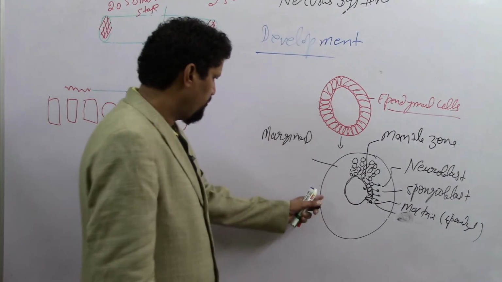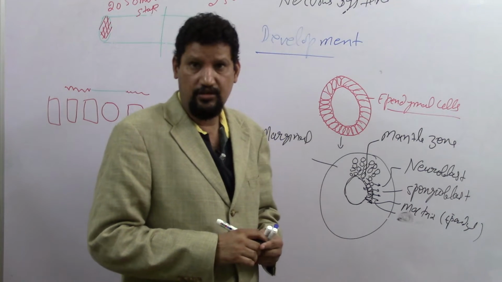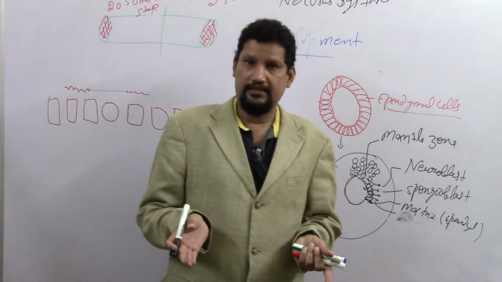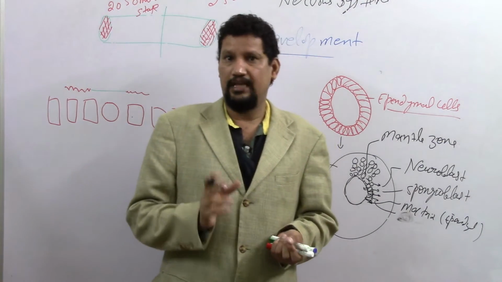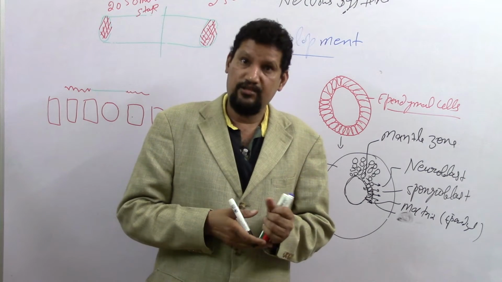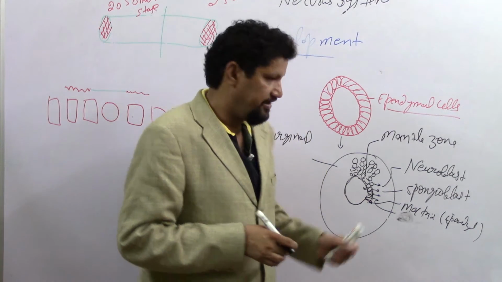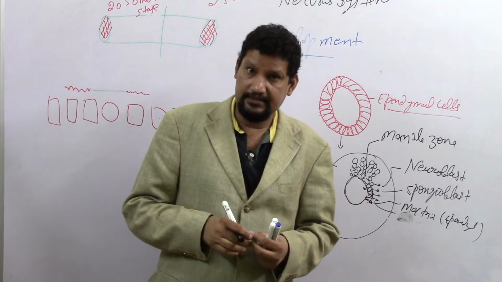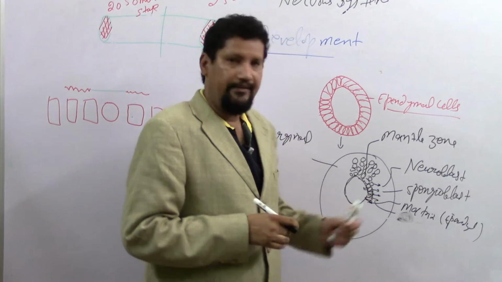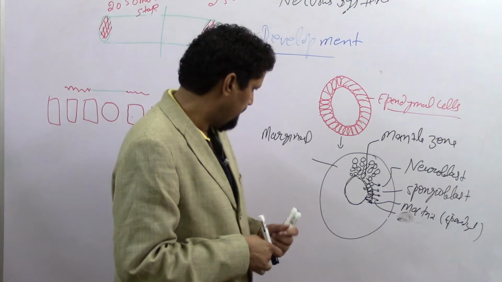So the developing neural tube has three layers. Innermost is the ependymal zone or matrix zone. The intermediate zone, known as the mantle zone, has two types of cells: one is spongioblast, the other is neuroblast. Spongioblasts will form the glial cells, or the sustentacular cells or supporting cells, and neuroblasts will form the nervous cells of the CNS.